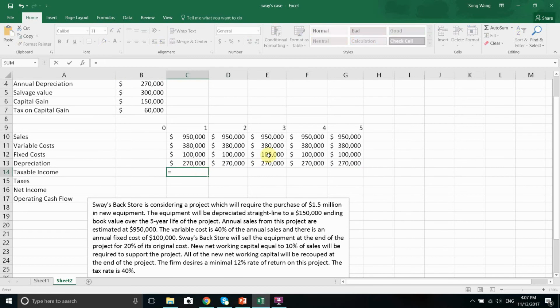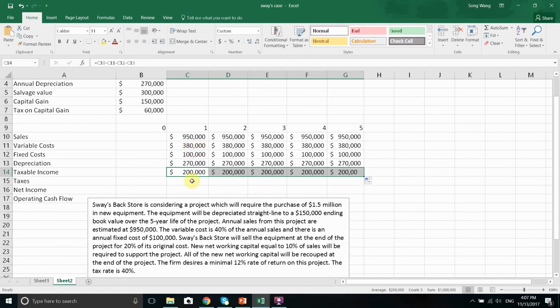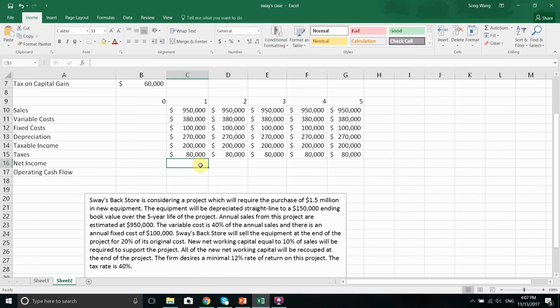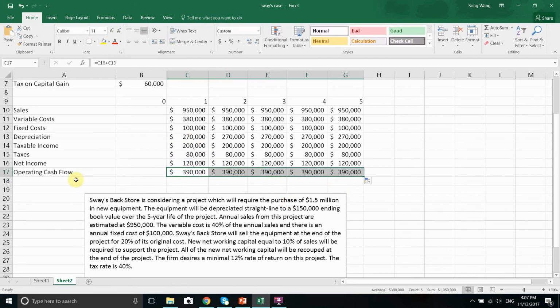The taxable income basically is sales minus variable costs minus fixed costs minus depreciation. So that's 200,000. And then the taxes we pay here is 40% times the taxable income. That's $80,000. Keep it straight. And the net income here basically is 200 minus 80, so that's 120, and then keep dragging. And operating cash flow basically requires us to add depreciation back to net income to recover the non-cash effect of depreciation. So when we add these two numbers, we get 390,000. All right, so that is our operating cash flow.